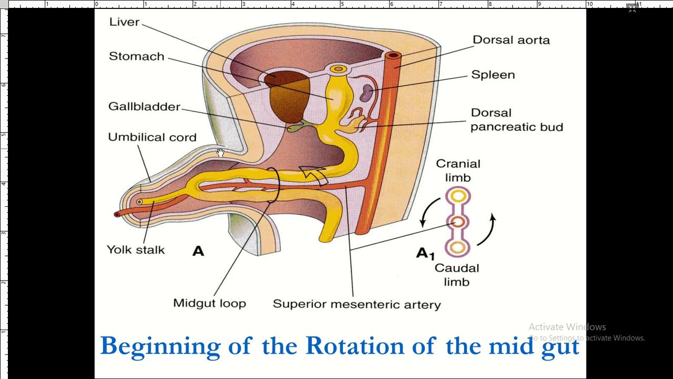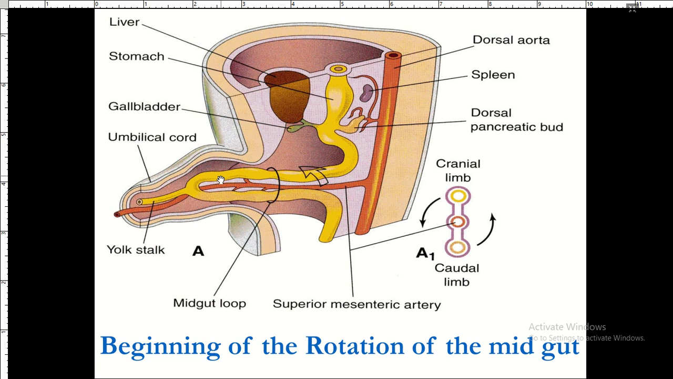Physiological herniation occurs at about week 6. Take note, week 6 physiological herniation. So you start to have the cranial limb going in and then the caudal limb follows.